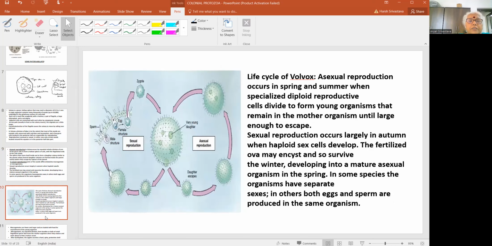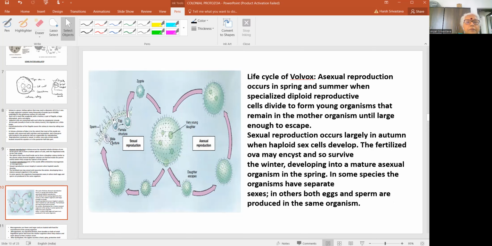During this sexual reproduction, this is the life cycle. The asexual and sexual reproduction are done alternatively during the winter season. The asexual reproduction is done by the formation of daughter colonies. During the sexual reproduction, these macro and micro gametes are formed by the retraction of the flagella of the individuals of the colonies.